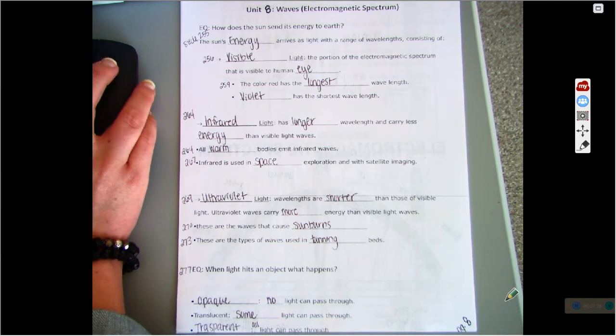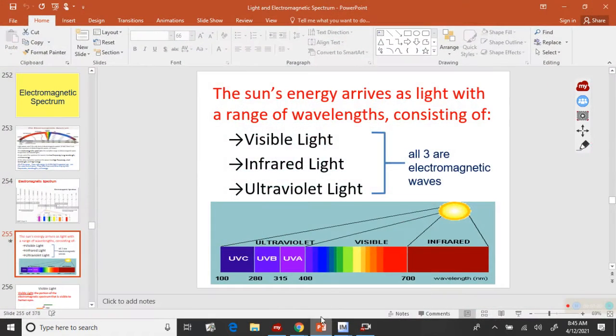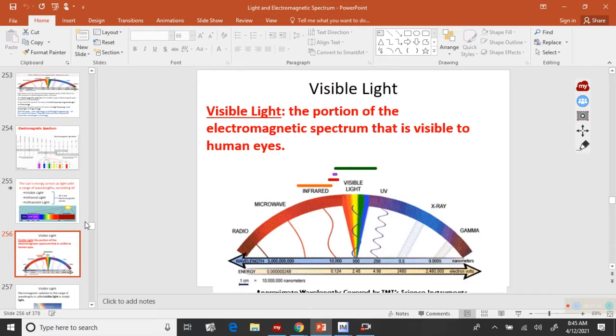Okay? So, if we look at this, the sun's energy arrives as light. Okay? And it consists of visible light, infrared, and ultraviolet. All right, so visible light is what we can actually see. You'll see it's right here in the middle of the spectrum. It has all of the colors that we can see with our eyes. You'll notice the wavelength is kind of in the middle. It's not too short, so we can't see it, but it's also not so long that we can't see it.